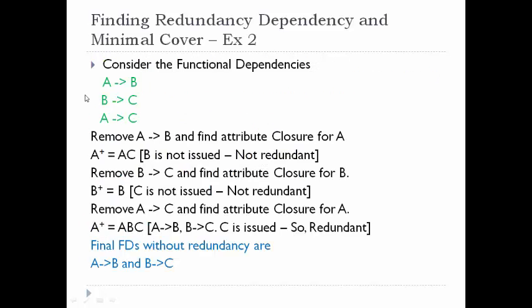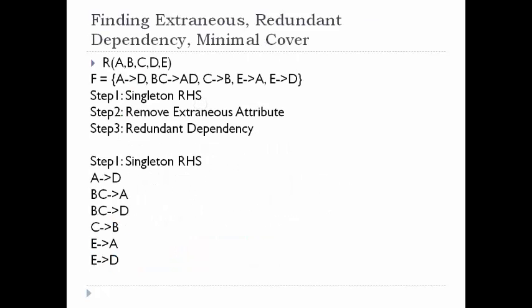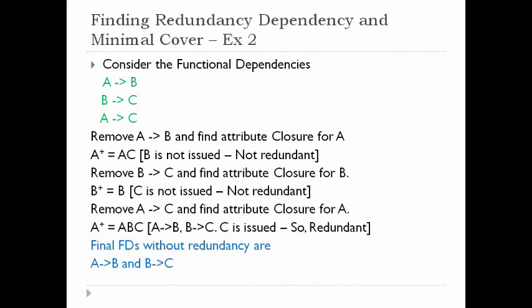Considering the next example, so we have A tends to B, B tends to C and A tends to C. What we are going to do is we are going to remove this dependency first and then we are going to find A closure. So if we try to remove A tends to B, this A closure gives just A and C. So A determines C. Since B is missing, this cannot be redundant and we are not supposed to remove this A tends to B.